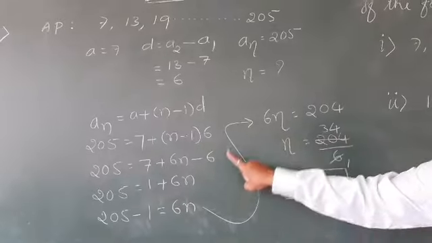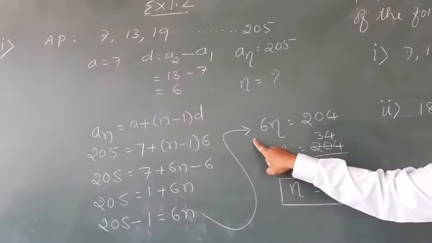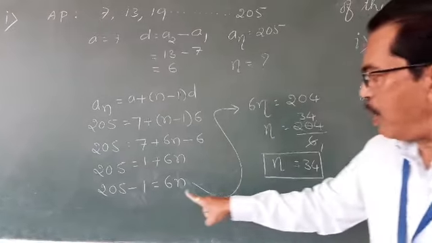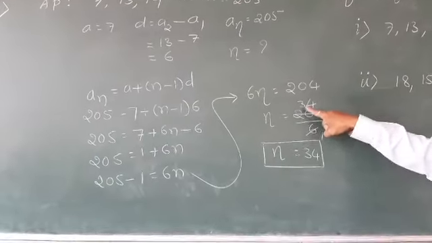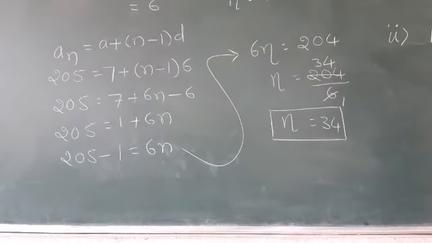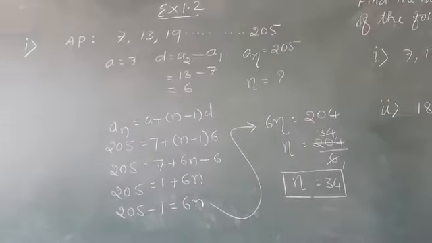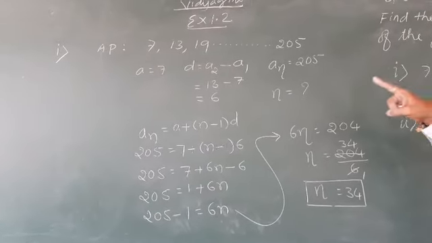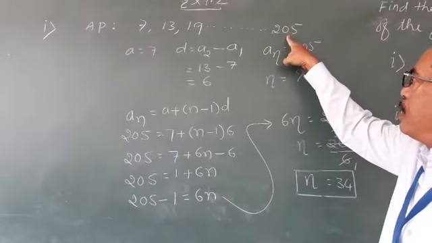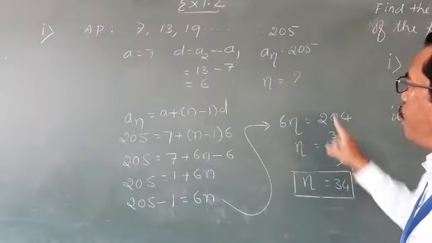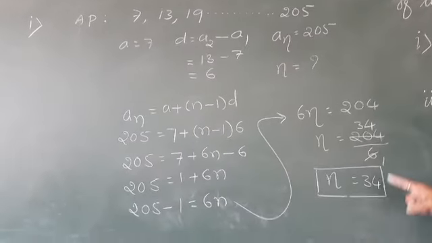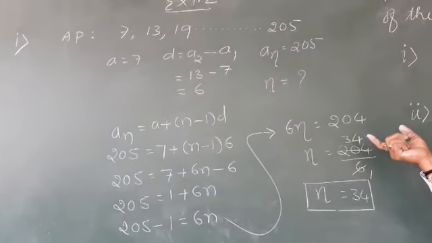This continues like this: 6n equals 205 minus 1, which is 204. So n equals 204 divided by 6, 6 ones are 6, 34s are 204, n equals 34. 34th term. Suppose if we go on writing these numbers, 205 will be the 34th term. As I showed before, you have to check like that.